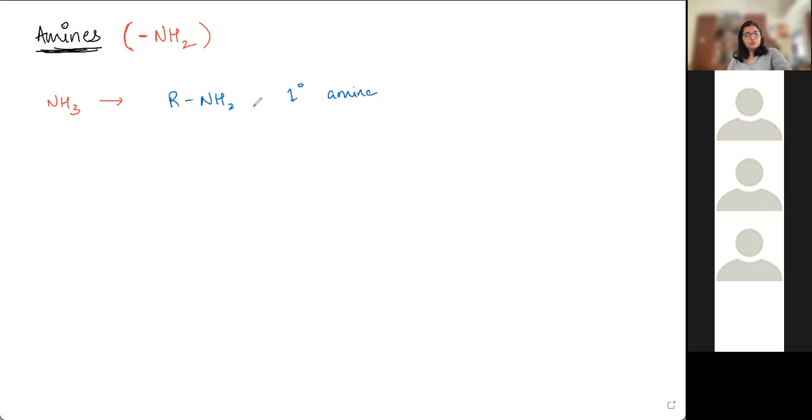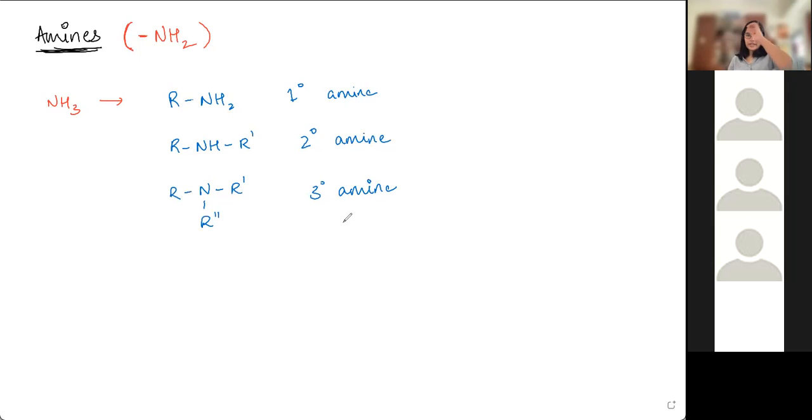Then if two of these are substituted, you get RNHR'. Two alkyl groups, secondary amine. And when all of the hydrogens are substituted, you have RR'R''. This is a tertiary amine. See, so these are three different types of amines based on how many alkyl groups are bonded to the nitrogen atom.